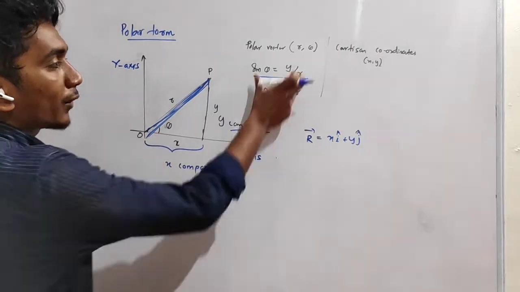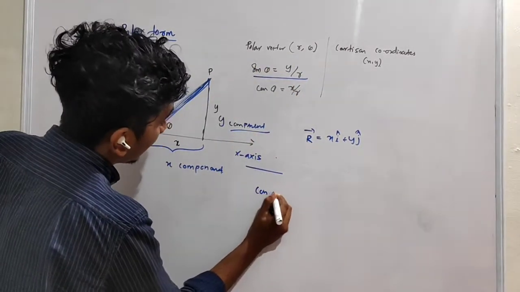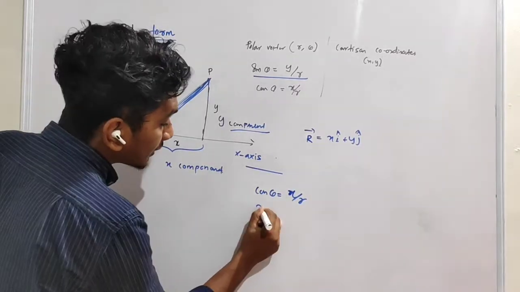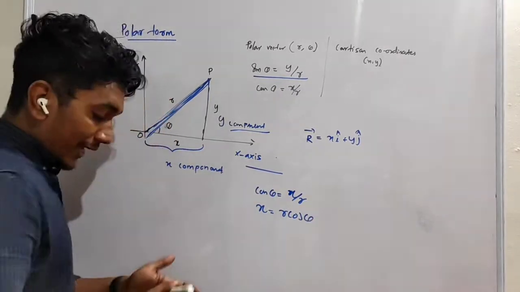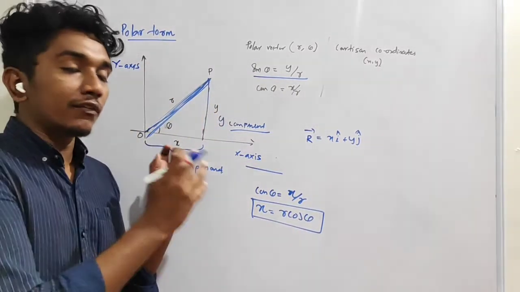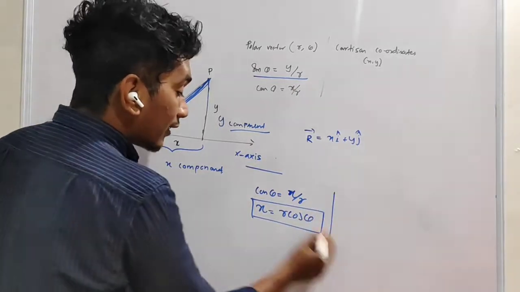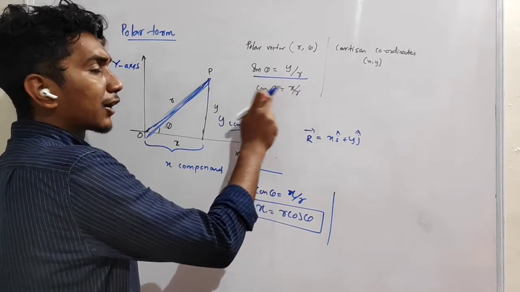So how much is the x component from here? I can write cos theta is equal to x by r. And how much is x then? X is equal to r cos theta. Very, very important equation. The x component, that is, we are resolving the vector. This process is known as resolving the vector. I will explain. So from here it is very clear that cos theta is x by r. So what is x? R cos theta.